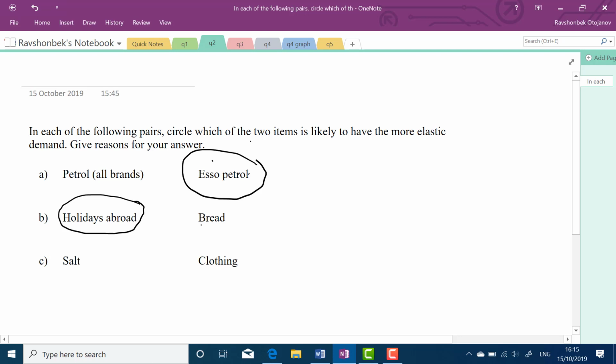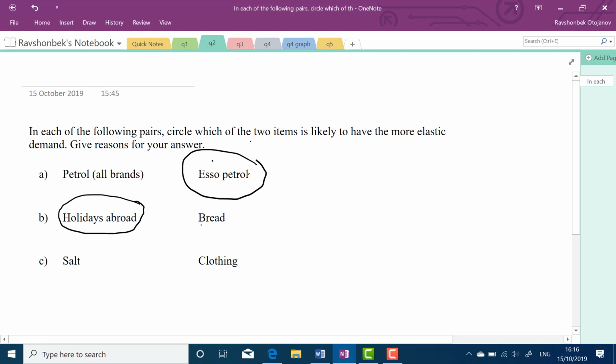Salt. Salt has elastic demand? Yeah. Why? Because there's no other alternative, like bread. So you want to say inelastic then? Yeah, other way around. Sorry, I typed it the wrong way around in the solution actually, I realize. So it's the other way around. So what is it then? Clothing? Yeah. So it's clothing then, right?